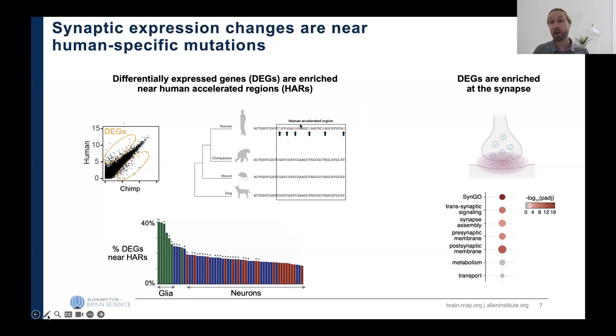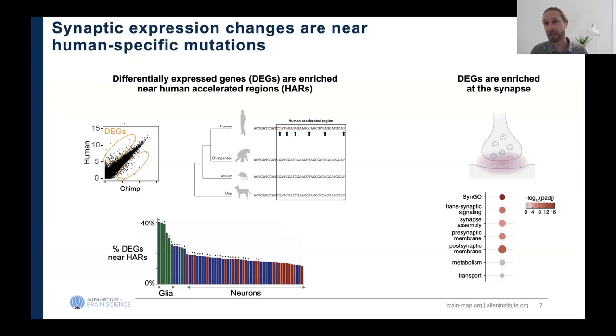And previous work has shown that these changes are often linked to gene regulatory regions. And in fact, we find that these HARs are significantly enriched near the differentially expressed genes that we found in comparing to chimpanzee. Up to 40% of the differentially expressed genes are near these accelerated changes in the genome. And so this was a suggestion that perhaps these changes are not just due to neutral drift. It suggests that they perhaps have some functional impact, in that there's a selection acting on the genome to change these genes. And the question is, where are these genes?